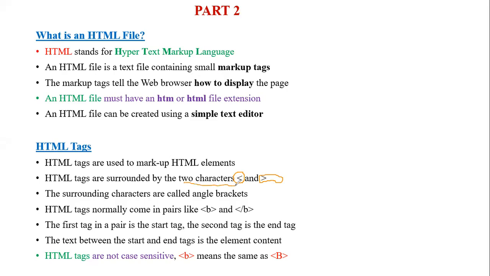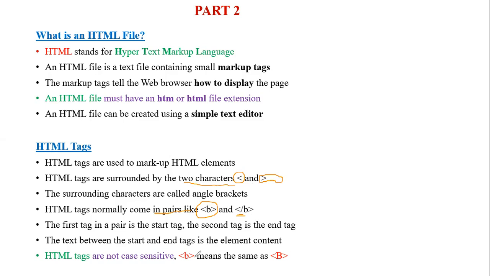We also discussed last time an example of how to make bold. Tags come in pairs: after you open, B is for bold, you have to close. This is called a pair. After HTML is opened, you must close HTML. These are the rules.